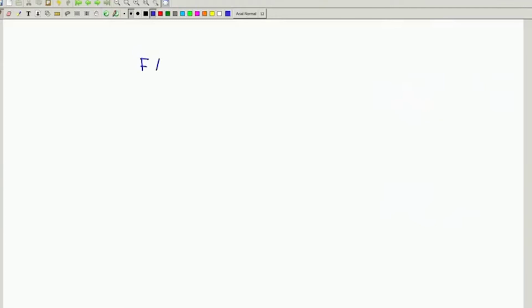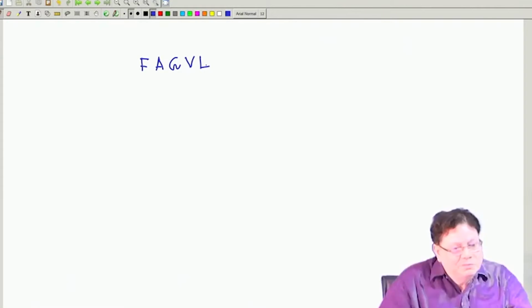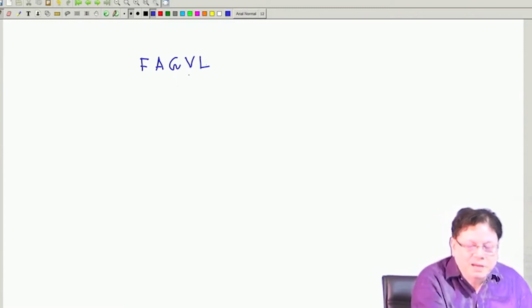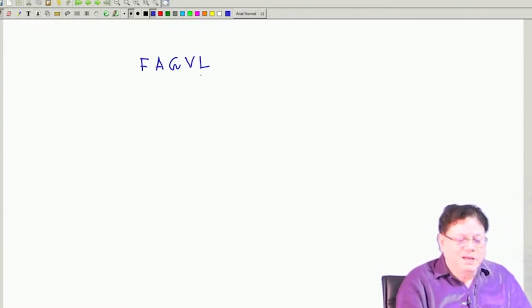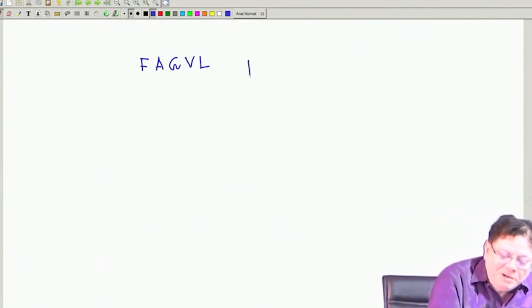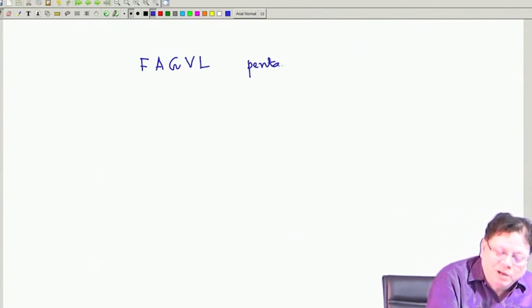Now, I told you that in amino acids, the way we write a peptide, suppose I write F A G V L. Now, what does it mean? F is phenylalanine, A is alanine, G is glycine, V is valine, L is leucine. So, this is a pentapeptide, that is number one.